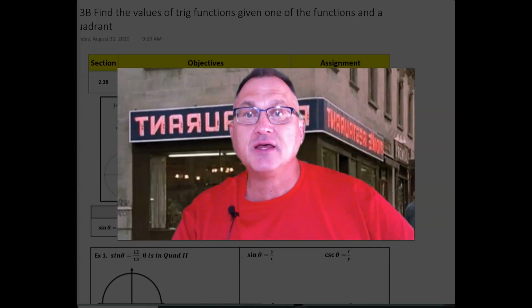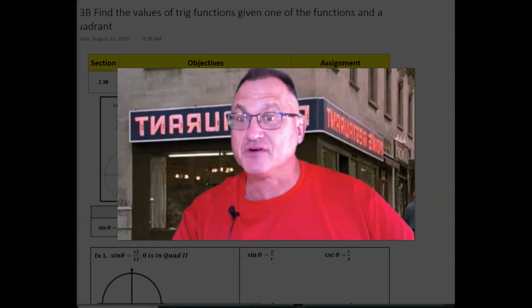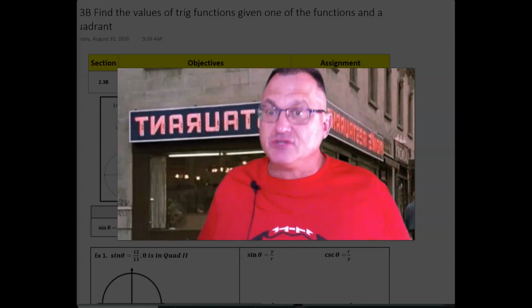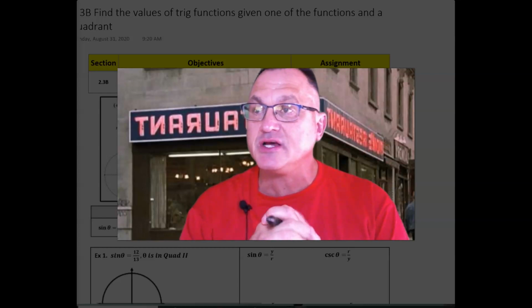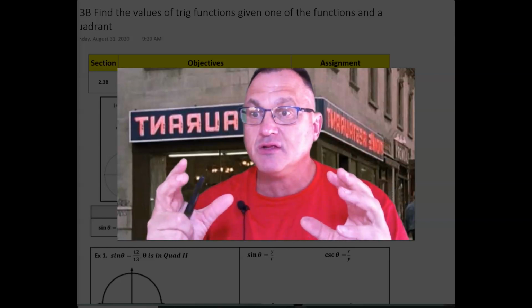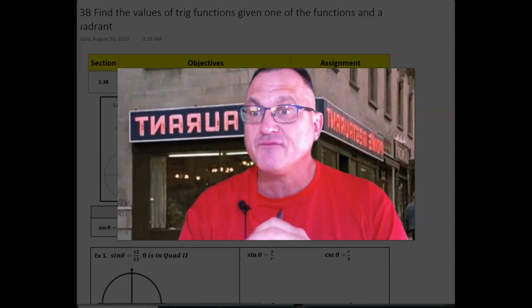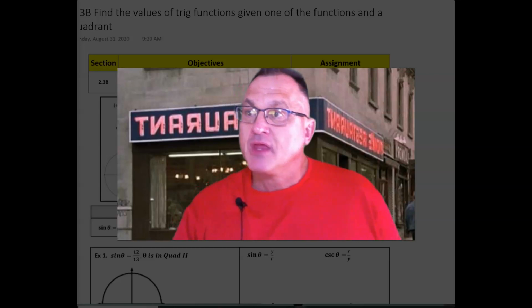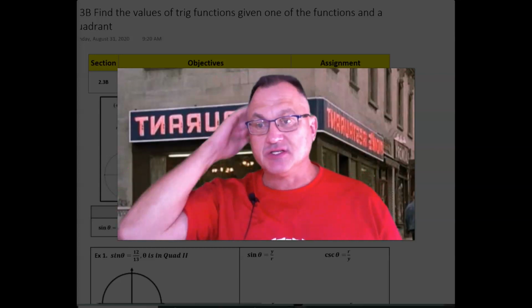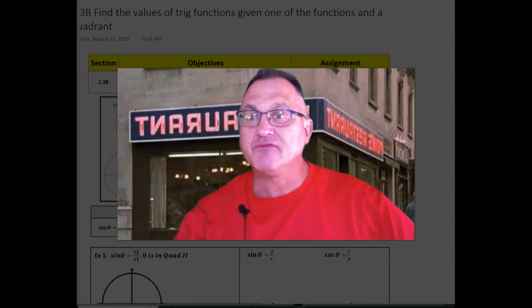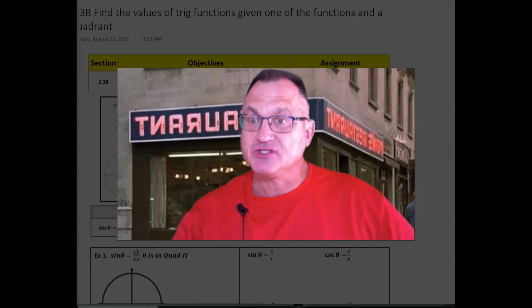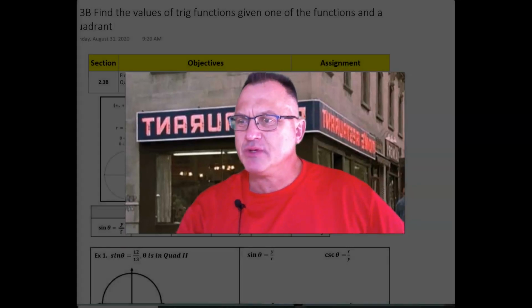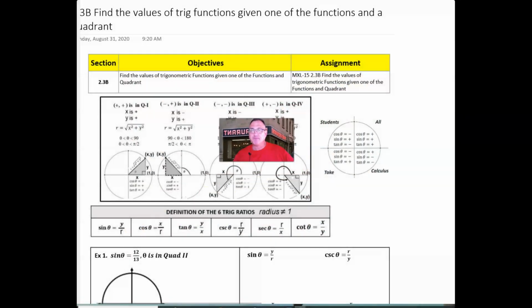Welcome. It's Tuesday, September 1st, and today we're going to combine two skills. One is from what you did yesterday, using the signs of a trig function to figure out what quadrant you're in. The second part is, if you're given one of the trig functions, how do you get the rest of the trig functions? Alrighty. So what does that look like when we actually do it? So here we go.